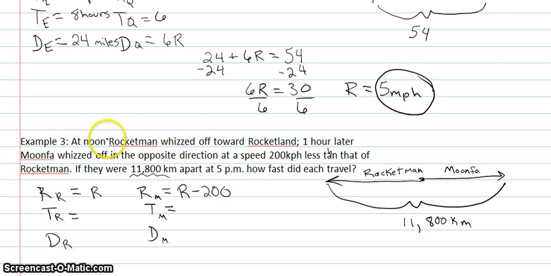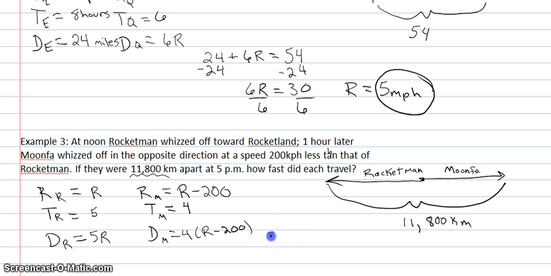Okay, and if Rocket Man started at noon and they were this far apart at 5 p.m., then he's been traveling for 5 hours. And then if Moonfa started an hour later, he's only going to have 4 hours. And then we simply multiply our rate times our time, so we got 5R, and then we've got 4 times R minus 200. And what we're going to do is add those two distances to equal our total distance.